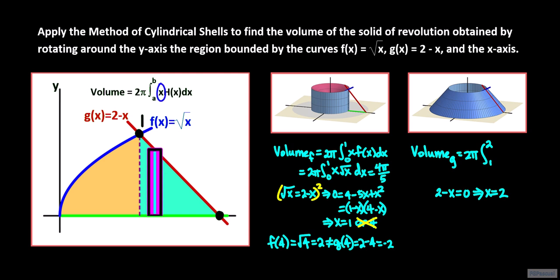The factor x for volume sub g is still x, since the axis of rotation is still the y-axis. The factor h of x in the basic volume integral this time is g of x, or 2 minus x. And so volume sub g is 2 pi times the integral from 1 to 2 of x times the quantity 2 minus x. The viewer can carry out the integration as an exercise and check that volume sub g is 4 pi over 3.